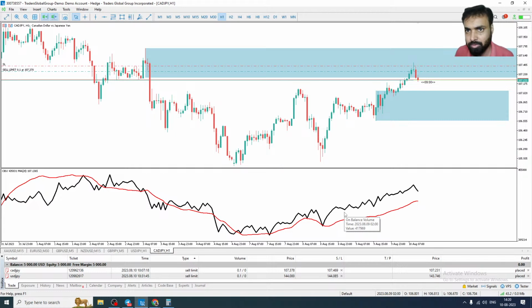Tick volume means, for example, I am buying, you are placing a buy order, everybody is placing buy orders. So I'm buying one lot, you are buying two standard lots, another person is buying 10 standard lots. It will count all those lot sizes and create this on balance volume. Here the red line is a price moving average, 20 period moving average.